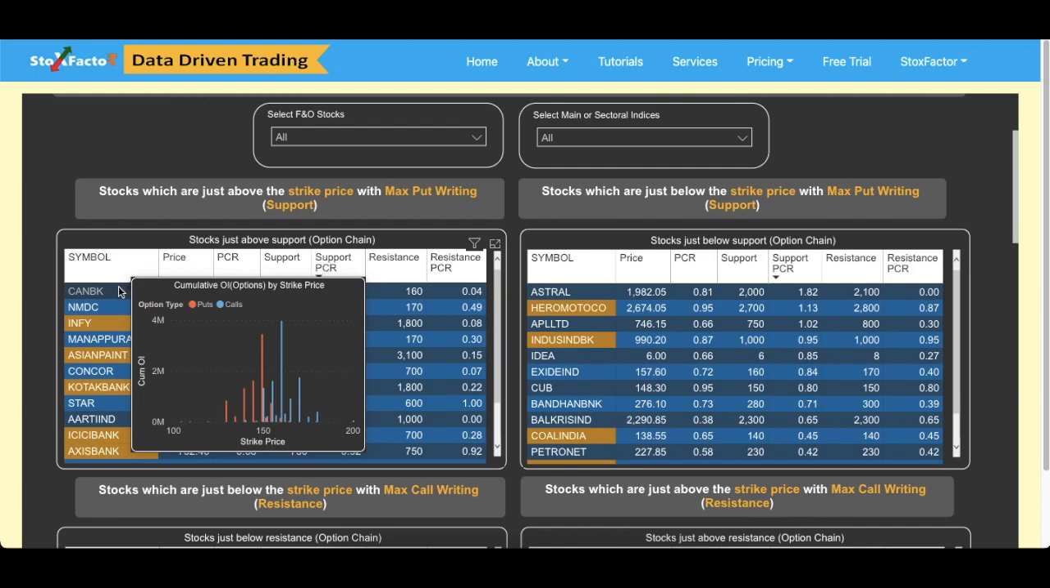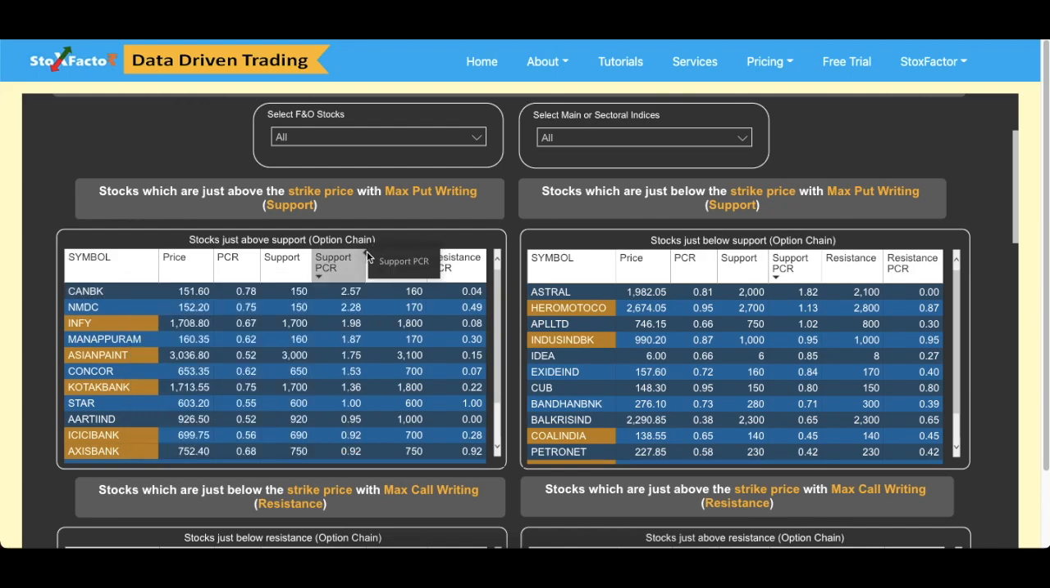And if you see the blue bar, which is at 160, which is acting as the major resistance, you can see the resistance level is 160, right? And the PCR level at 160 is 0.04. Now opposite to the support PCR, the smaller the number, the stronger the resistance is. It means the number which is close to 0 will act as maximum resistance, because as you know, PCR is calculated as puts divided by calls. So the more the calls, the smaller the number. So the closer the number to 0, the stronger the resistance is.